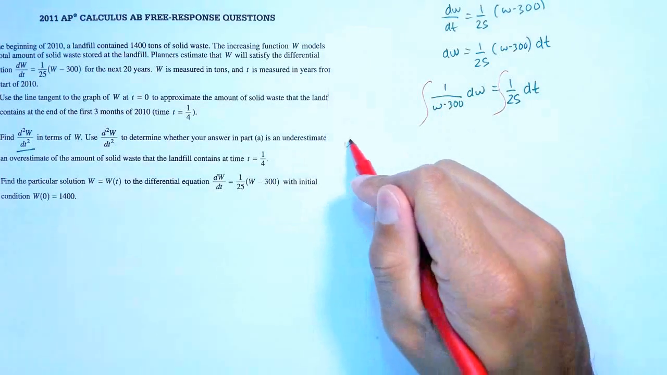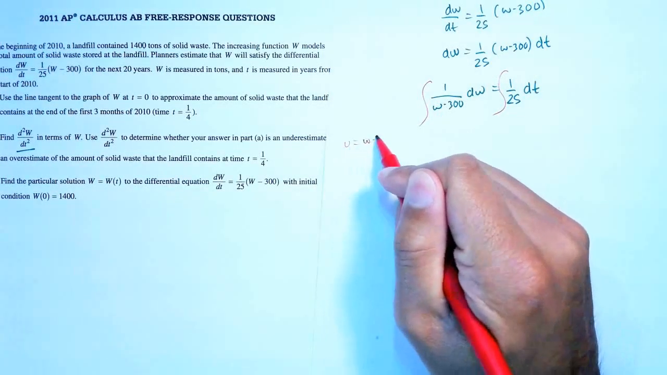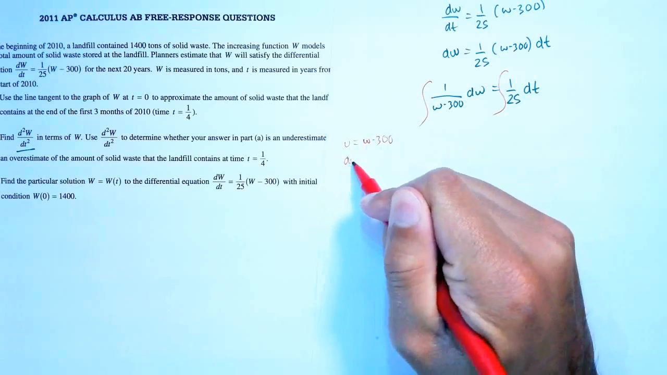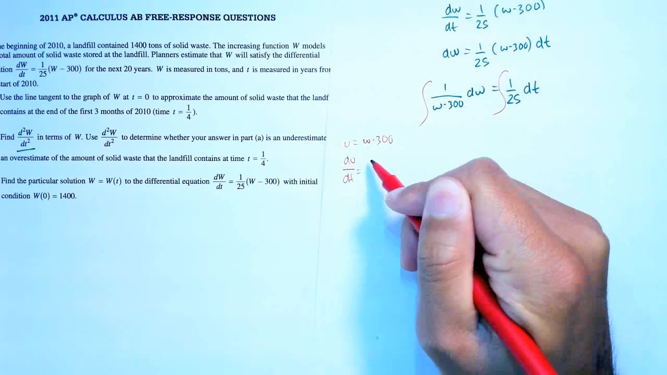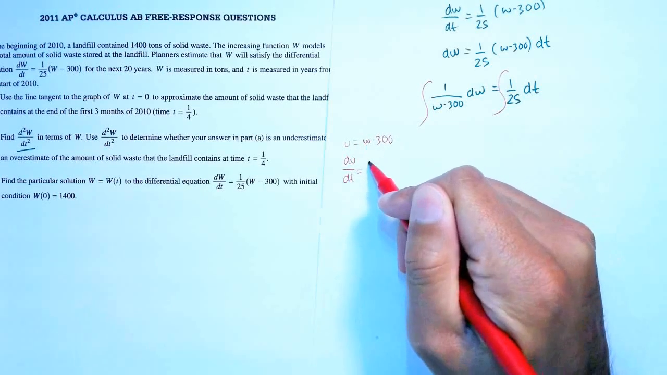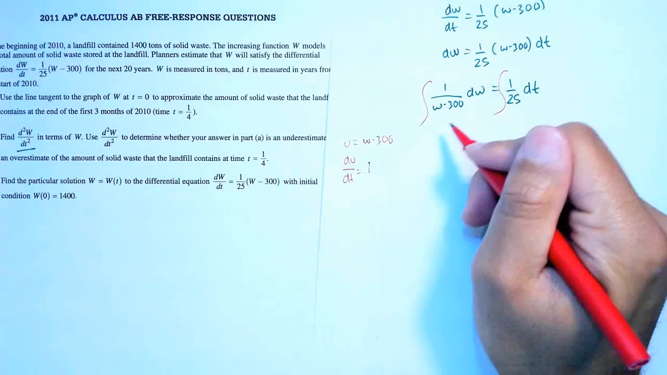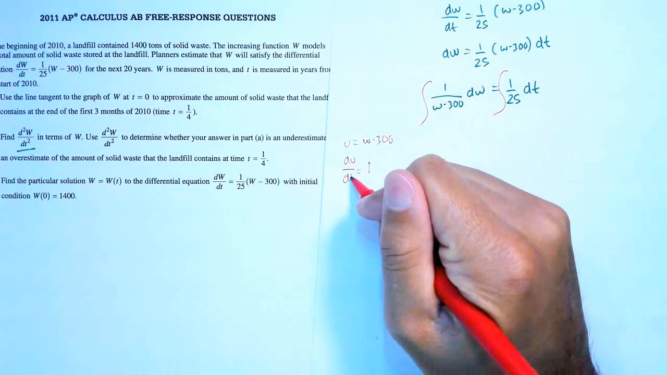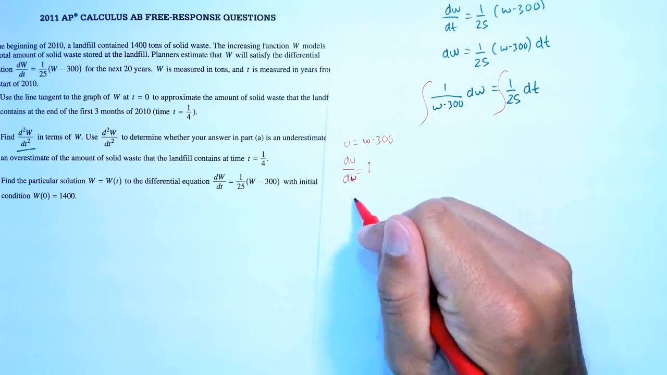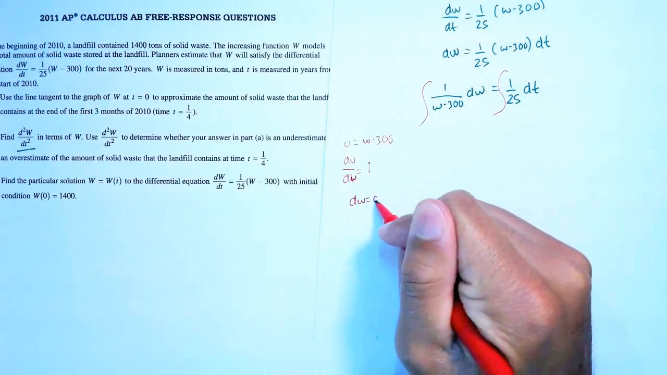So you're going to go to the side and say u is equal to w minus 300. du over dt is equal to the derivative of w, which is just 1, and then solve for du over dw. Solve for dw, and this is what you're going to get: dw is equal to du.